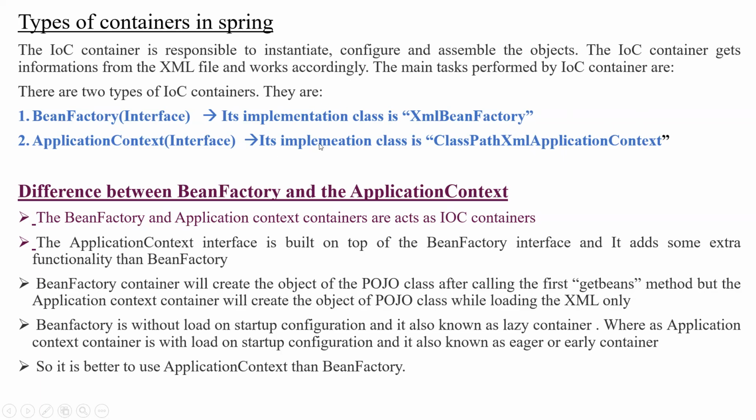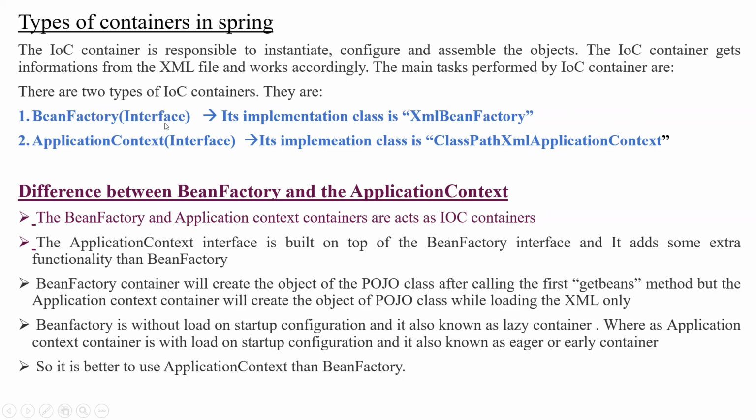Guys, when you have two containers, what is the difference between these two? Mostly every time we use the ApplicationContext container only. The BeanFactory container is an old, legacy container. Why? Because, what are the functions of a container? The first function of a container is that it reads the XML file, understands the configurations, and creates the object of the POJO class, right?